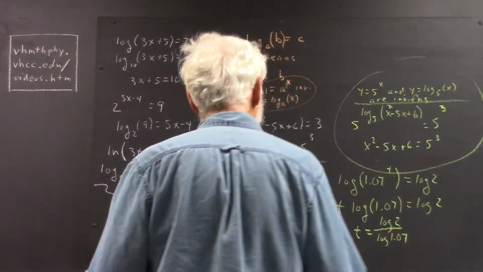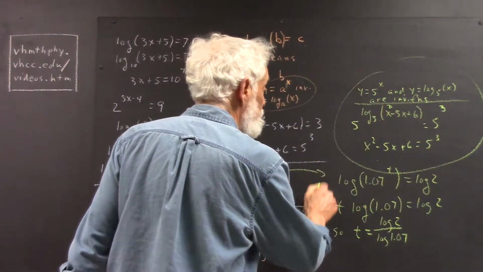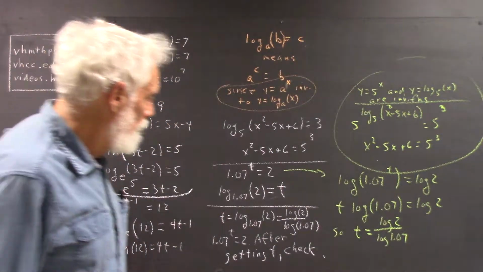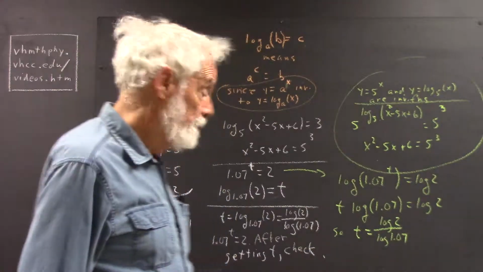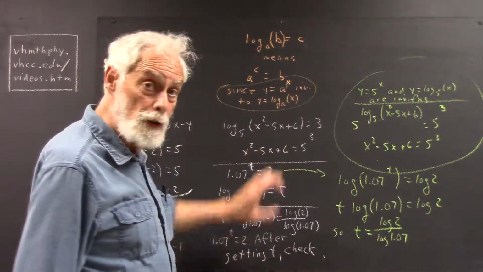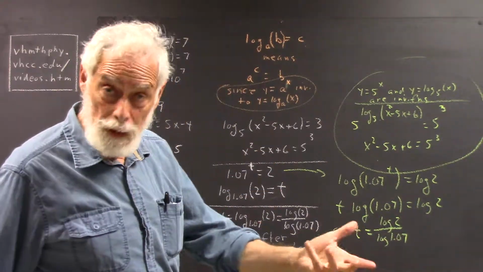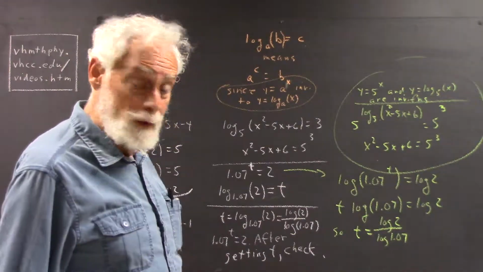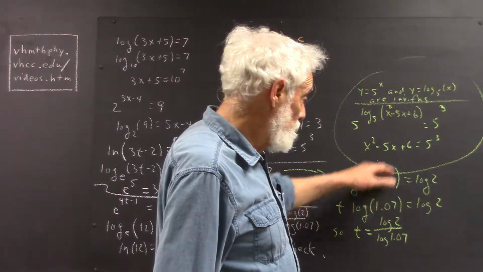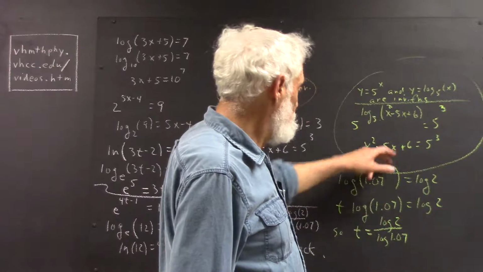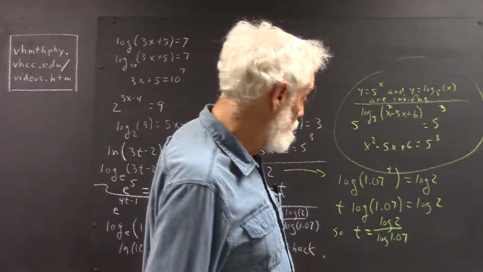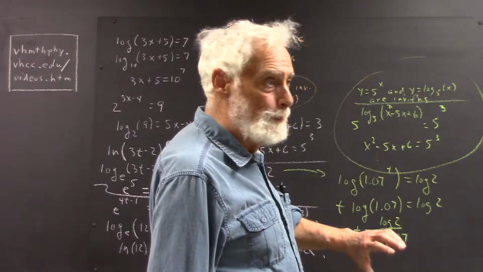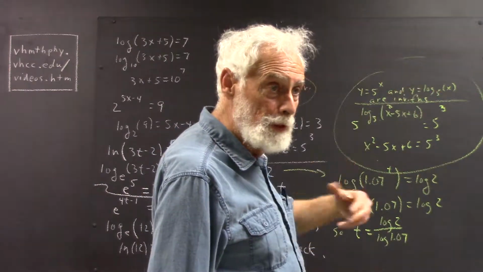So what we can do is take the log of both sides of that equation. And we get log of 1.07 to the t equals log 2. Log of this side equals log of that side. Then we apply the rule of logarithms. It says when you take the log of something to the power, that power becomes the coefficient of the log of that something. Okay, it's the log of m to the p equals p log m.